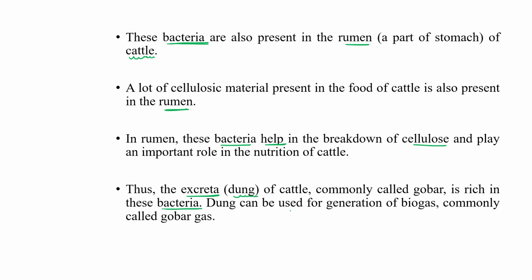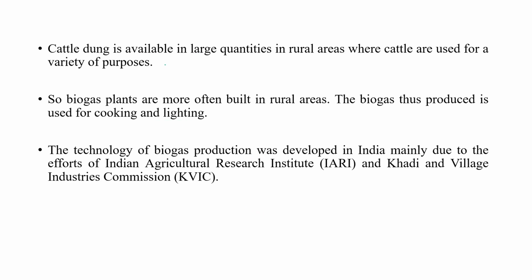Okay, so this dung can be used for the generation of biogas, which is commonly known as gobar gas. Cattle dung is available in large amounts in rural areas. Why rural areas? Because mostly cattle are present there, as cattle are used for a variety of agricultural purposes. Biogas plants are more often built in rural areas, and the biogas thus produced is used for cooking as well as lighting of that village or rural area.